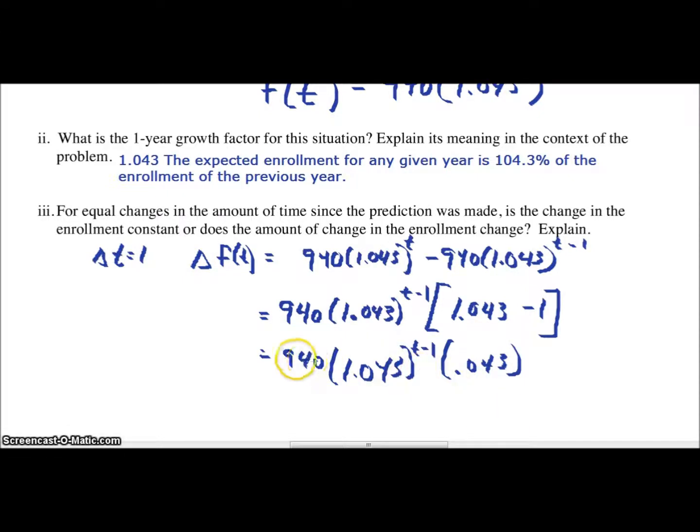But notice that this change in enrollment that I just found is actually a function of t. It depends on which year I'm at. That change is not going to be constant. It's going to change as the enrollment changes. You could think that each year the percentage increase is going to get larger and larger since the population gets larger and larger.